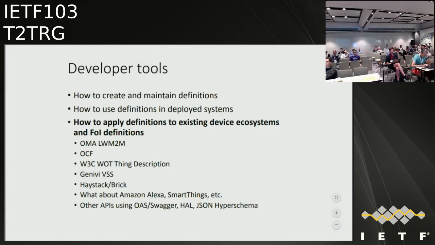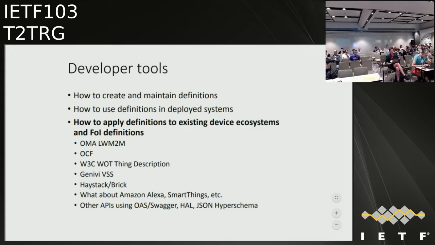I don't have to read through them, but they're all basically having to do with recognizing that the existing definitions really fall into two categories: one of device ecosystems like OCF and ONA. Another is more along the lines of features of interest, such as the Geneva VSS that describes parts of an automobile, and Haystack and Brick ontology that describe HVAC systems and connected buildings and things like that, and a bunch of other APIs that are dedicated bespoke product APIs like Alexa that are interesting to annotate also. And so we're working on all of these.